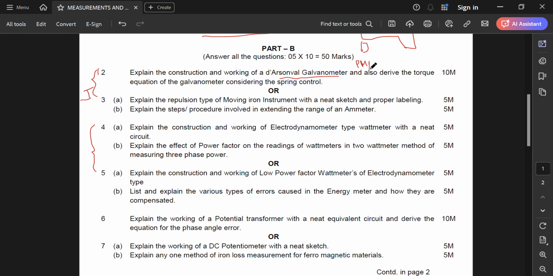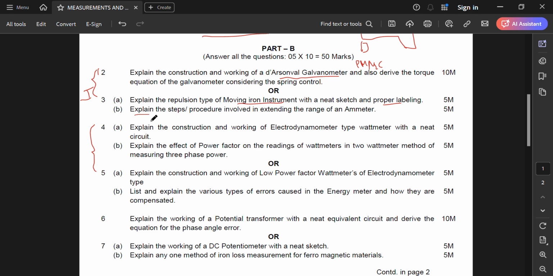PMMC instrument, permanent magnet moving coil instrument, is also called the d'Arsonval galvanometer, and the torque equation is TD equal to GI. If you draw the diagram and derive the torque equation, you will get 10 marks. Similarly, another question is, explain the repulsion type moving iron instrument with neat sketch with proper labeling. It means we have to draw the diagram.